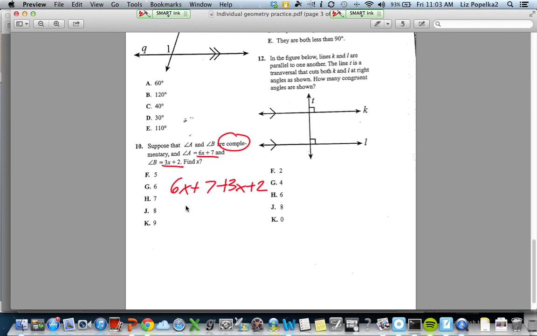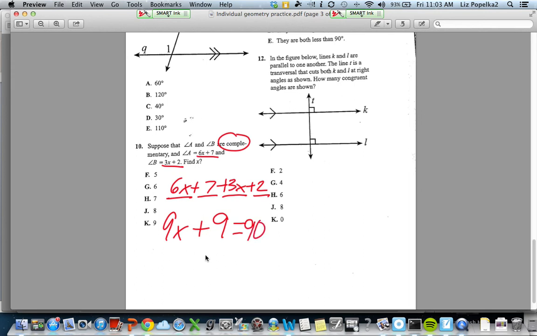Think back to when you were in 7th grade and when you combined like terms. Remember that 6x plus 3x is 9x, and then 7 plus 2 is 9. So you've got 9x plus 9. If you add that together, that equals 90 degrees.